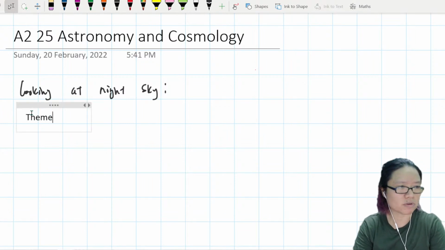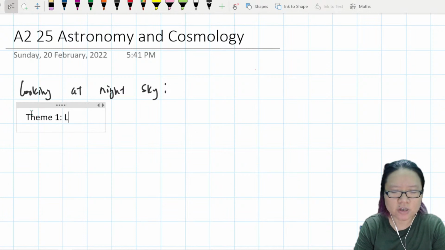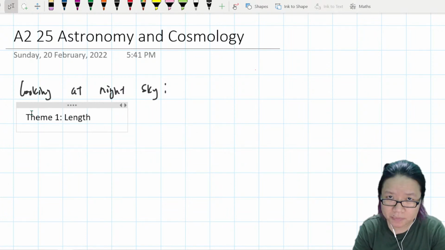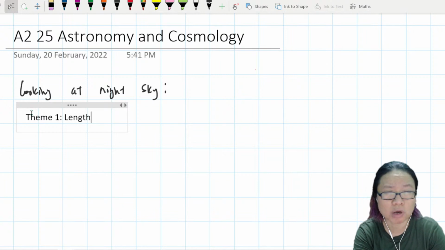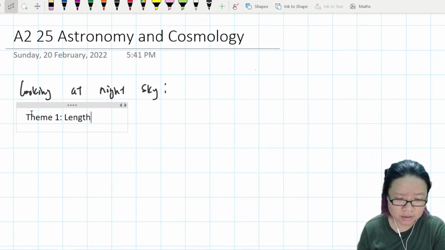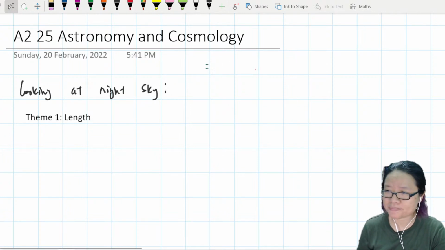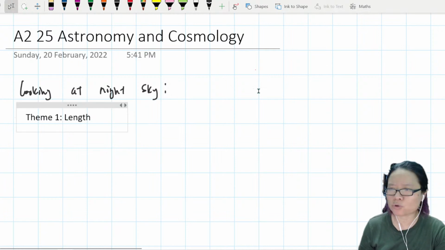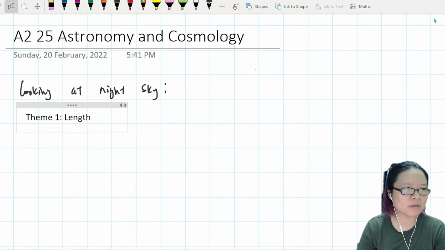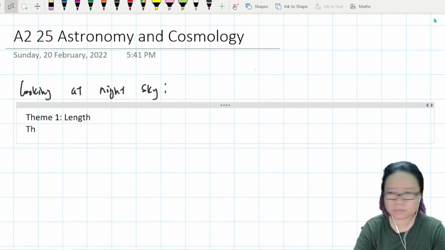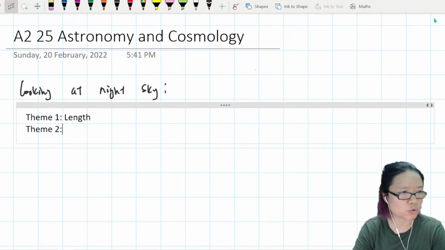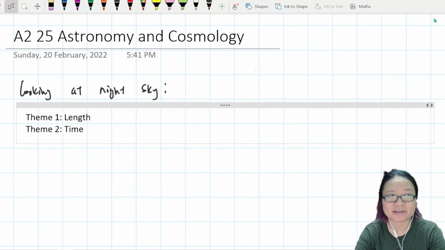So the first theme or the first type of answers that we want to ask is always related to length. So if you think about yourself as you learn science, one of the very first things that you learn is distance and length. You want to measure how long something is, you will learn how to measure it. This is like one of the first chapters in your O-level physics, right? Length and time. So we're going to start with length. So theme one, we are going to talk about what happens when we look at the length. And theme two, we are also going to look at time, length and time, okay?